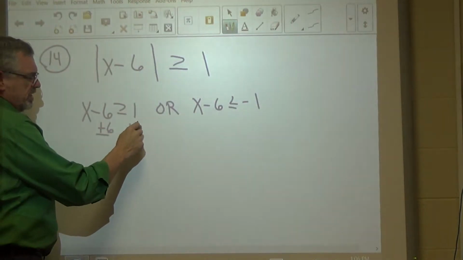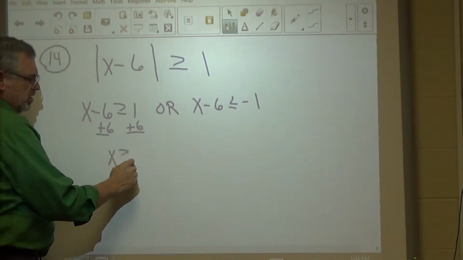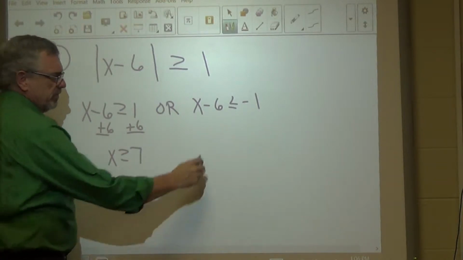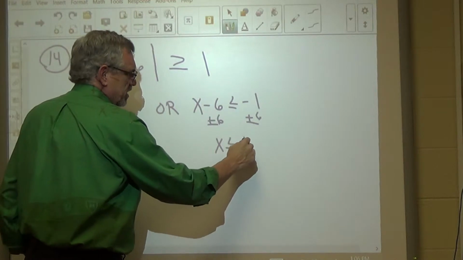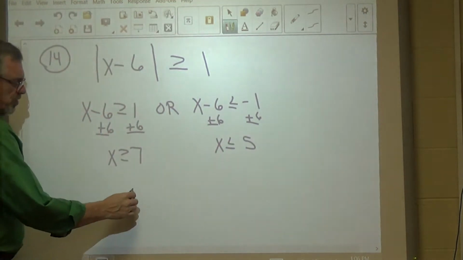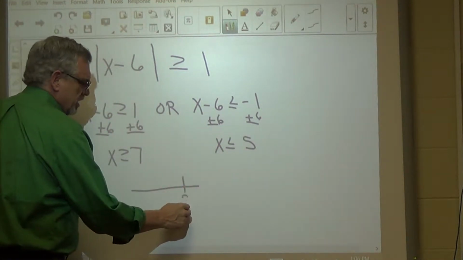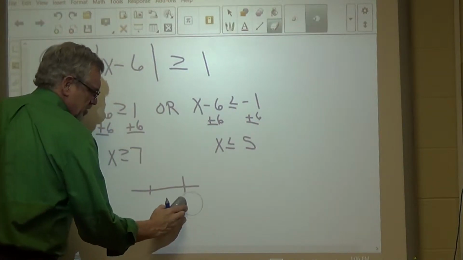Add 6 to both sides. That gives me 7. Add 6 to both sides. And get x is less than or equal to 5. You do need to graph the OR statements to make sure that you get the correct answer.